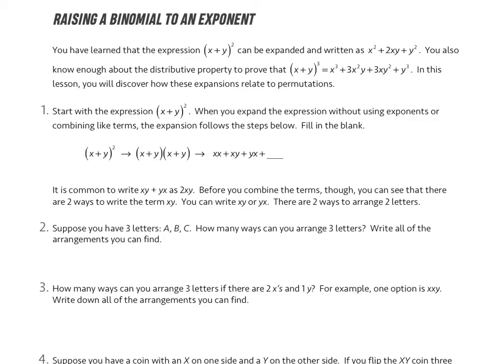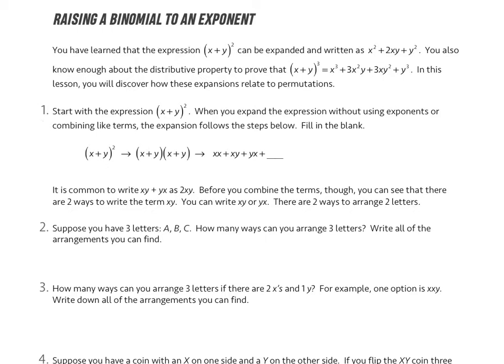In this lesson, I'm going to talk to you about raising a binomial to an exponent. You have learned that the expression (x + y)^2 can be expanded and written as x^2 + 2xy + y^2. You also know enough about the distributive property to prove that (x + y)^3 is x^3 + 3x^2y + 3xy^2 + y^3. In this lesson, you will discover how these expansions relate to permutations.